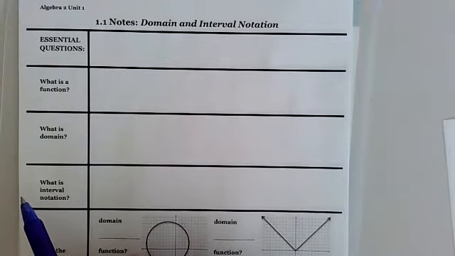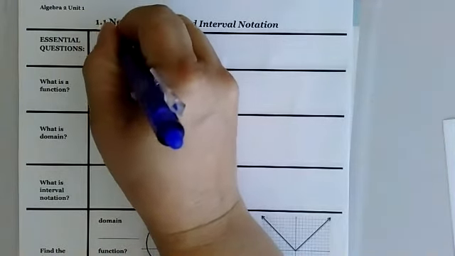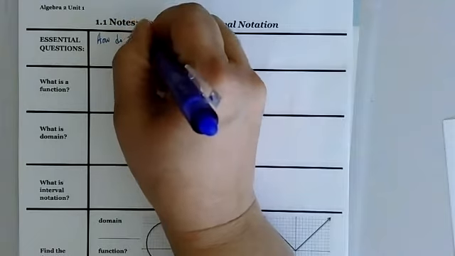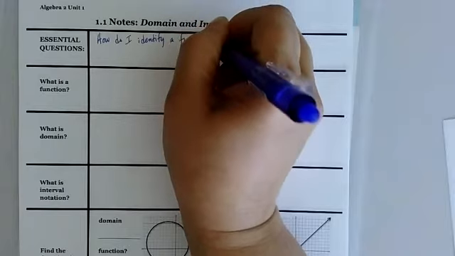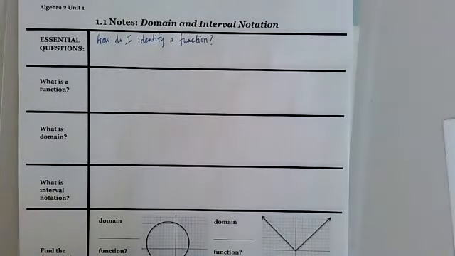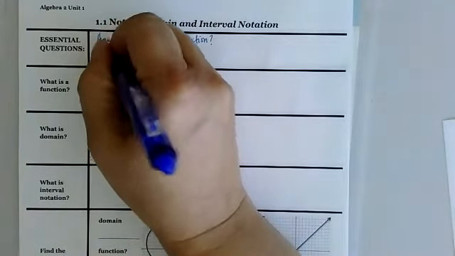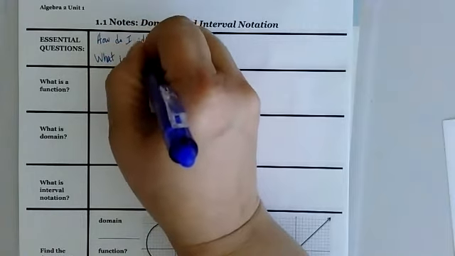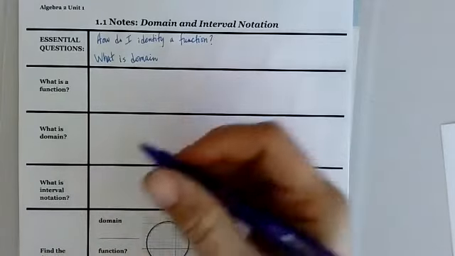Our essential questions are, first, how do I identify a function? And we'll use the vertical line test for that. There's another rule for that. I'll explain in just a moment. And then also, what is domain? So how do you define domain? What does it mean? And how do you use interval notation to describe it?